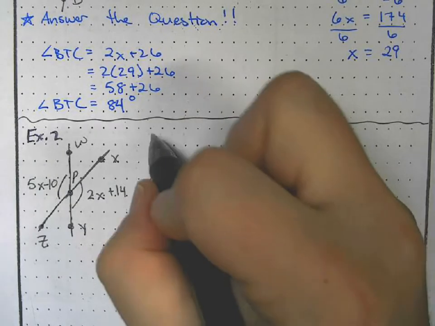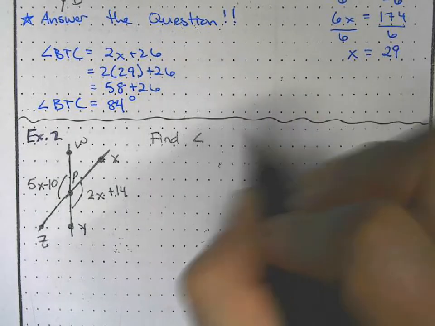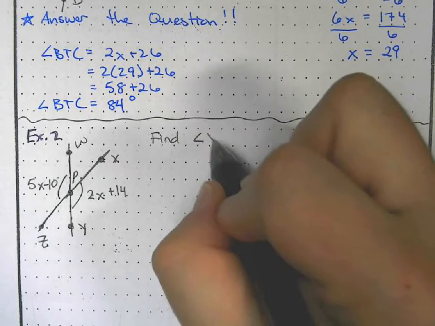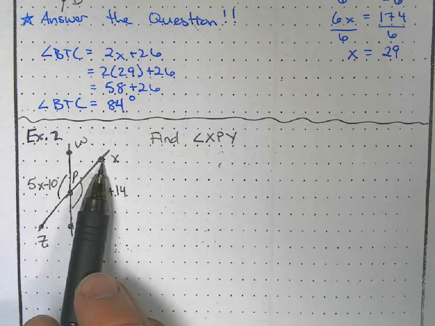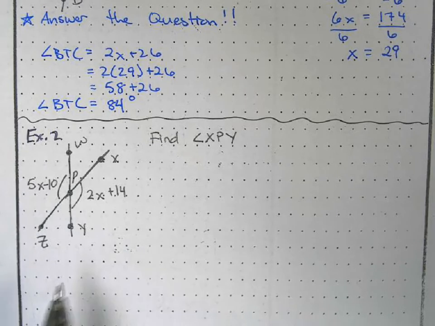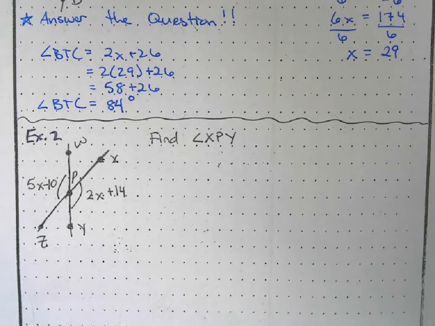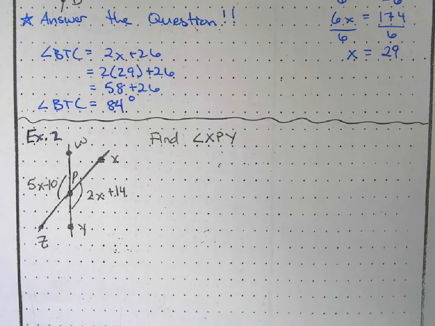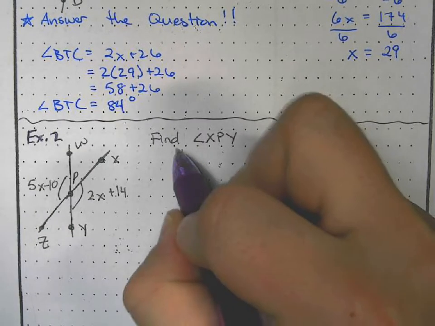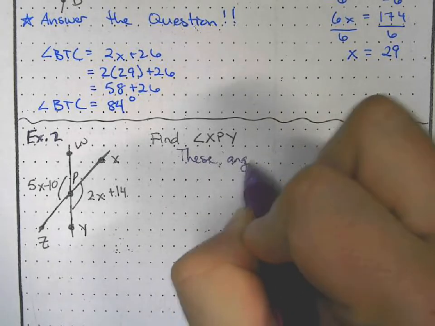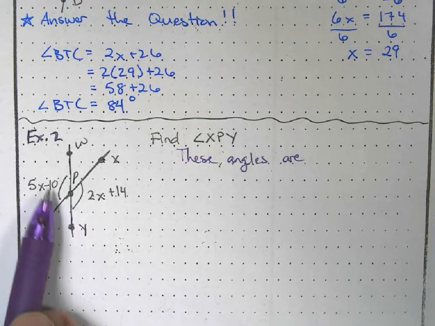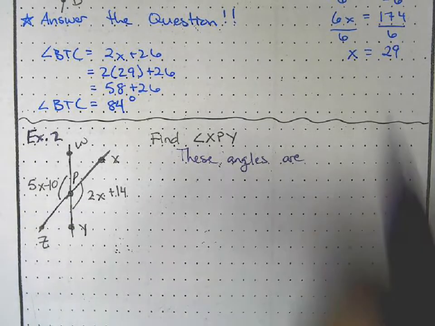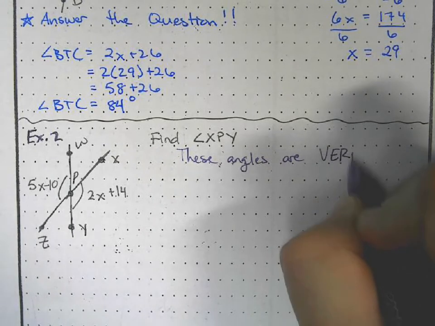And we want to find angle XPY. Remember, my vertex point always in the middle. So X to P to Y. Okay, so what's the relationship between these angles? Are they supplementary, complementary, or vertical? I'm talking about the two that we have an algebraic equation for. So this angle and this angle. These angles are vertical.